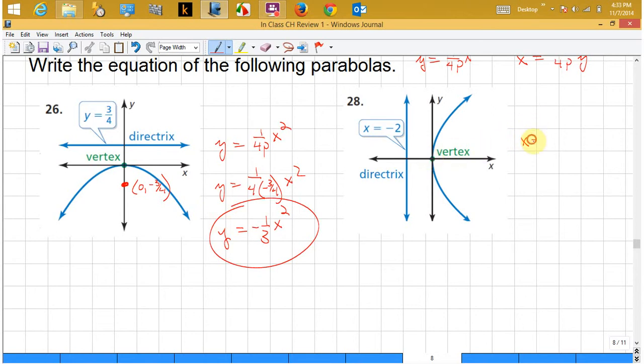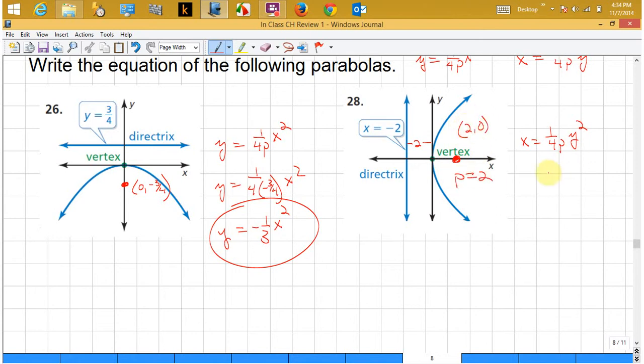Okay, this next one over here, it opens left to right. That's x is equal to 1 all over 4p y squared. So we need to find the value of p. We have the value of the directrix as a negative 2, so this is a distance of 2 from the vertex to the directrix. So the focus will be 2 from the vertex going the other direction. So the point of the focus would be 2, 0, and p would be equal to 2.